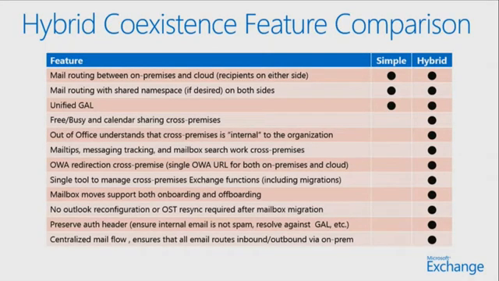Okay, hybrid coexistence feature comparison. So simple versus hybrid. Know this. Simple: mail routing between on-premise and cloud, mail routing with shared namespace, and unified GAL can be accomplished with simple and hybrid. Everything else on this chart is hybrid only. So free/busy calendar sharing, out of office, mail tips, OWA redirection, cross-premise. So one URL, mail.yourcompany.com, automatically routes to on-premise or Exchange Online.